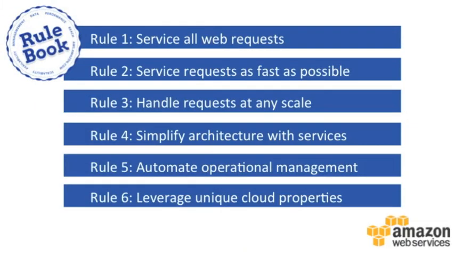Okay, so these are my rules. Rules 1 through to 6: servicing all requests, making sure that I serve them as fast as possible at any scale. Simplifying my architecture for the use of services, not installing and managing my own software. Automating everything so that I can run this thing from my iPhone on the way home from work, and then to leverage some unique cloud properties to drive insights and some unique things from a cost perspective and a performance perspective by using cloud services.